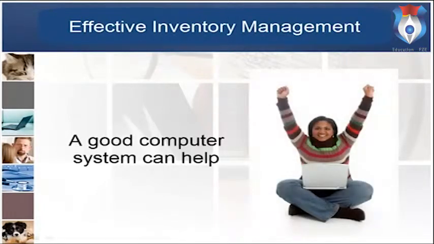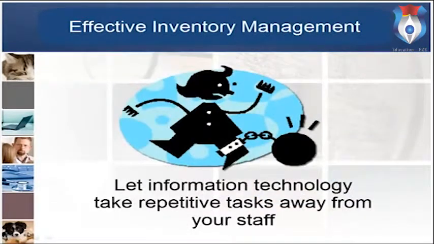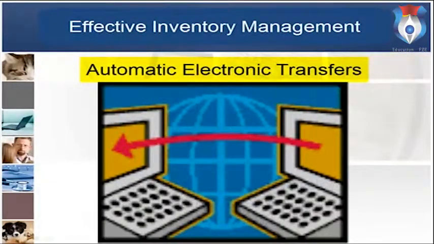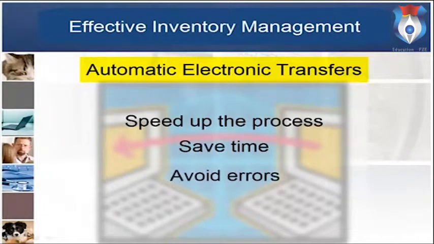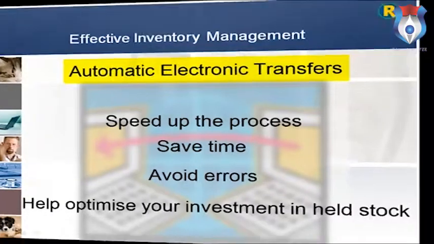A good computer system can help provide the answers, but it's essential that your software has fully integrated tasks and management tools that help control your inventory. Simply recording issues and receipts is not enough. You need to use information technology to take the burden of repetitive tasks away from your staff. For example, why not use information technology to transfer details of orders and shipments automatically between you and your suppliers? It's proven to speed up the process, save time and avoid errors, as well as help optimize your investment in what you hold in stock.